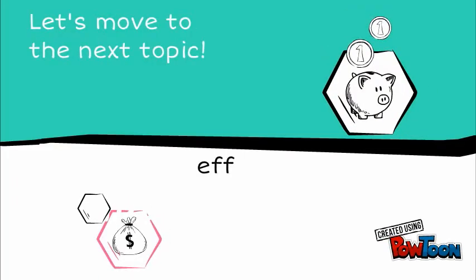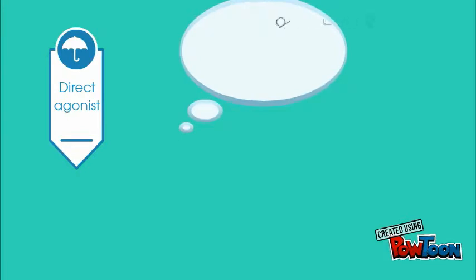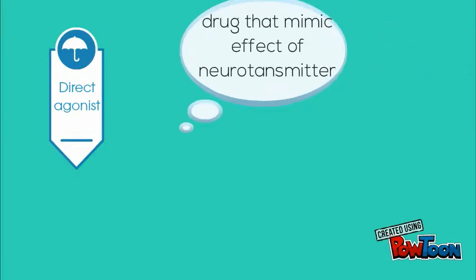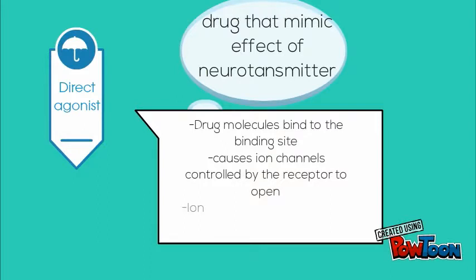Now let's move to the next topic, which is the effect of drugs on receptors. Alright, the first one is direct agonist, which is the drug that mimics the effect of neurotransmitter. The drug molecules bind to the binding site and cause the ion channels, which are controlled by the receptor, to open, and then the ions pass through the channel and produce postsynaptic potentials.